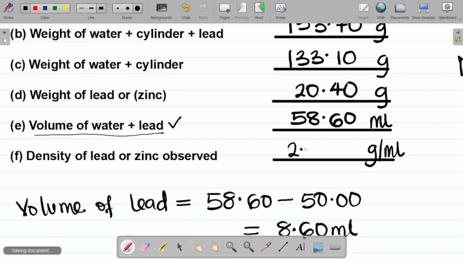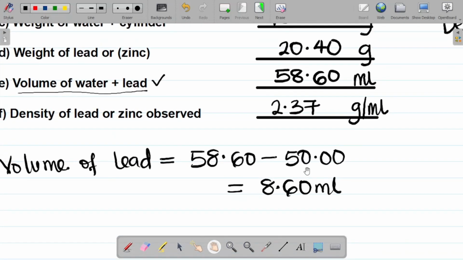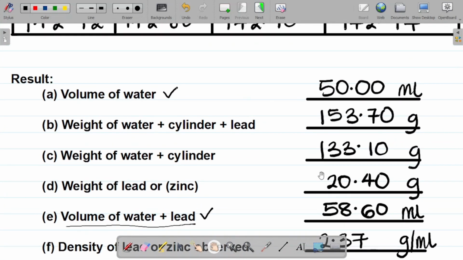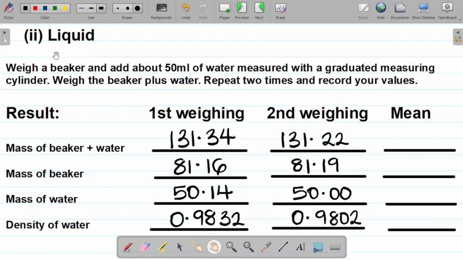That's 2.37 gram per milliliter. So I have this value. All right, so this is the first part of my work on getting the density of a solid. Let's look at the second part, which is to get the density of a liquid. Let's see how to find the density of a liquid.